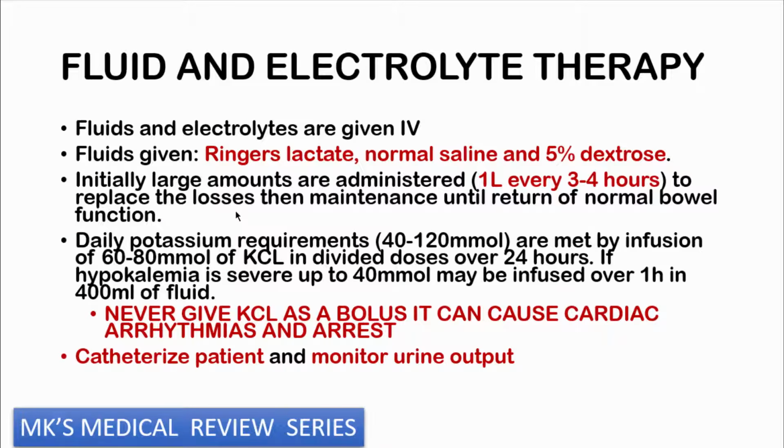Then with fluid and electrolyte therapy, you want to give your electrolytes and fluids via IV. So the fluids that you can give are Ringer's lactate, normal saline, as well as 5% dextrose. So initially you want to administer large amounts. So you give 1 liter every 3 to 4 hours to replace these losses, and then you can give maintenance until they return to normal bowel function.